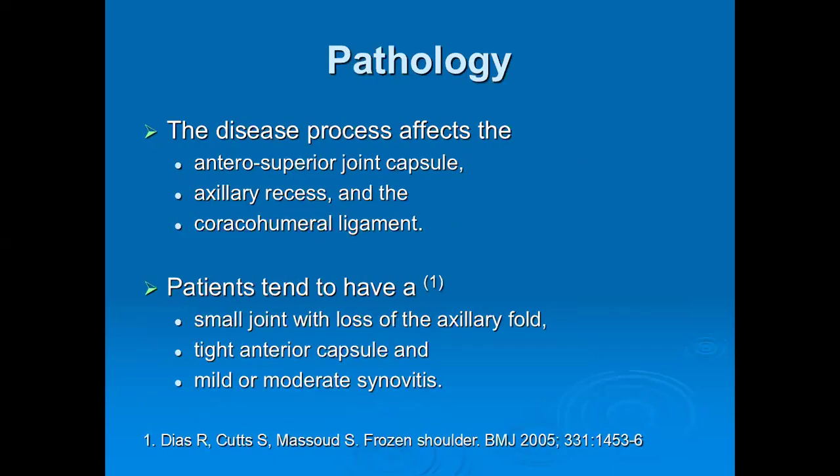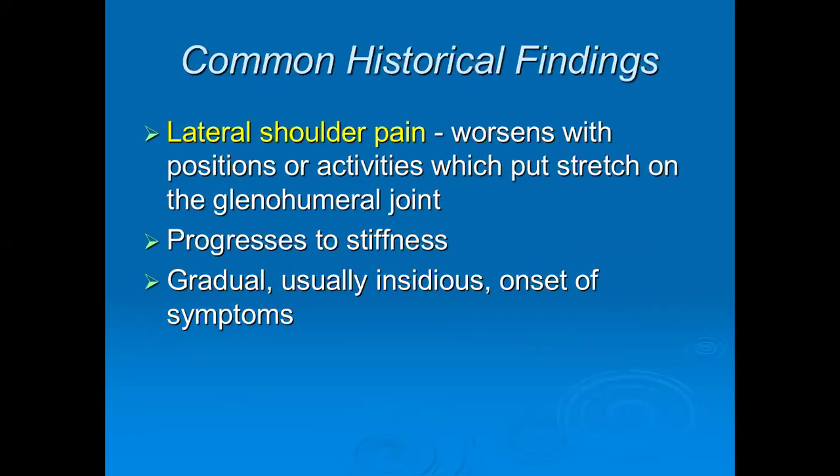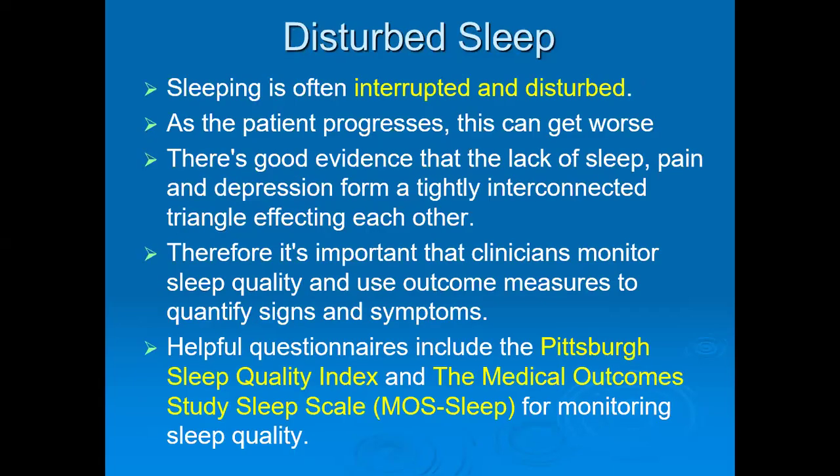Then we discussed what actually is the pathology in adhesive capsulitis, what structures are actually involved. That is the anterior superior joint capsule, the coracohumeral ligament, and the brachial ligament. What are the common historical findings? We discussed them in the previous session.